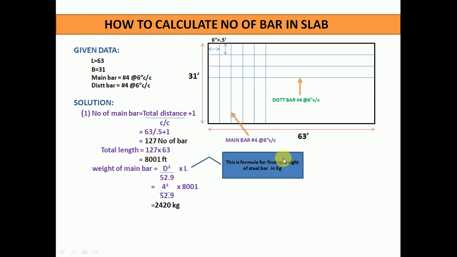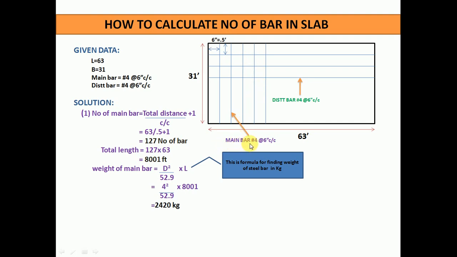So, today our topic is how to calculate the number of bars in a slab. Here we have the slab, and its length is 63 feet and its breadth or width is 31 feet. The center to center distance is 6 inch, which we converted into feet by dividing by 12, which is 0.5 feet.